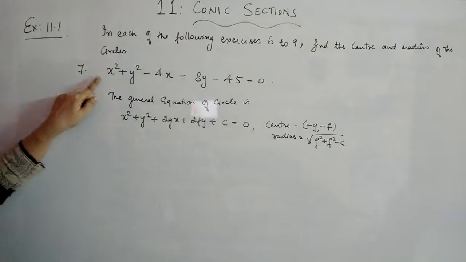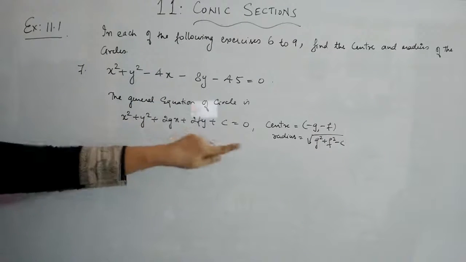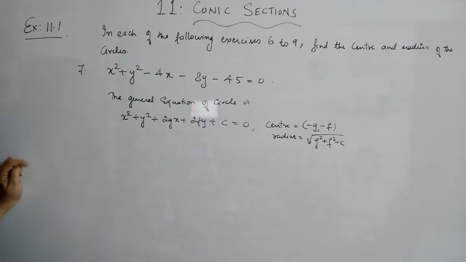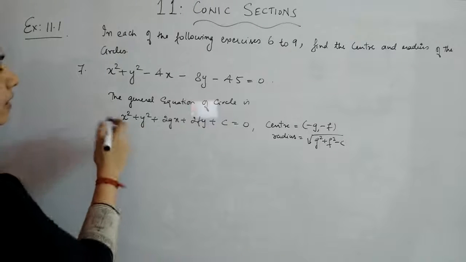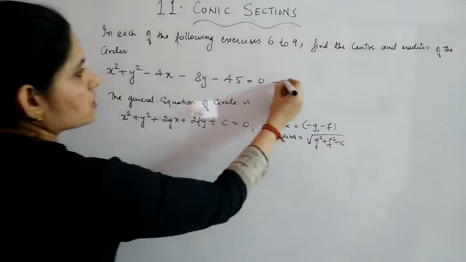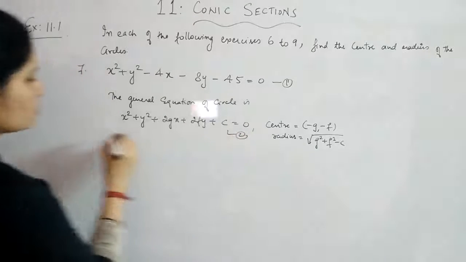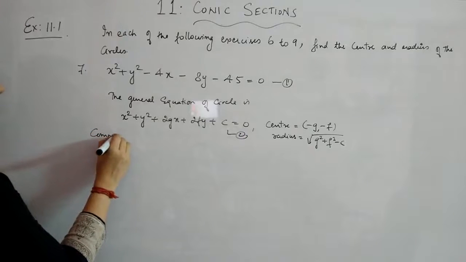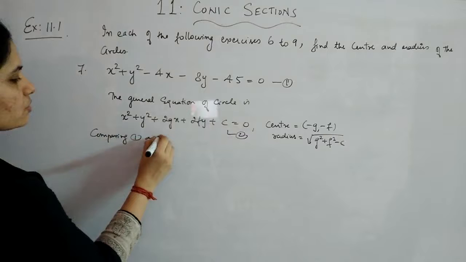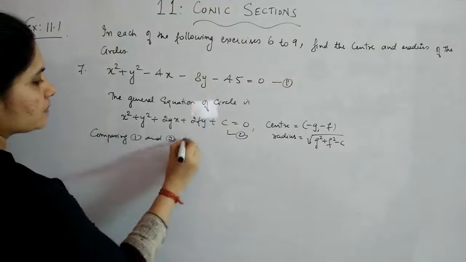Now we will just compare this with this equation so that we can get g, f and c. These are the three constants which we need to find out. Okay, so I'm comparing with the general form. This is equation number 1, let it be equation number 2. Comparing 1 and 2, what we get?